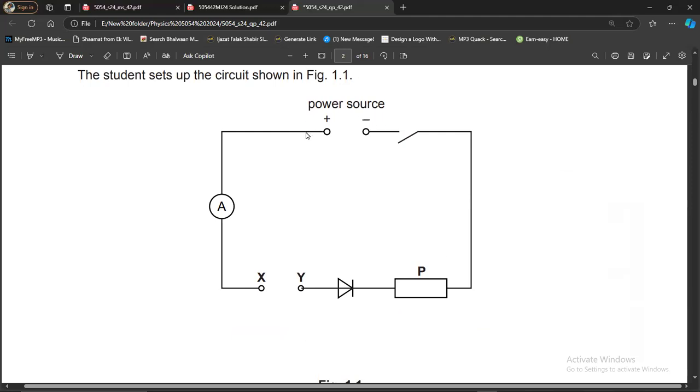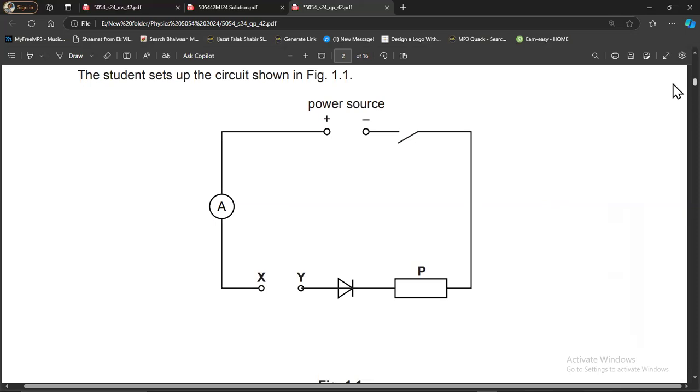But if you reverse the connection of this battery, then what will happen? The current will come from here, and the direction of the conventional current will be opposite to the arrow of this diode. Then we say that the diode is in the backward bias. Then the diode's resistance becomes very high and it does not let the current flow through it. So the ammeter will show zero reading in that case.